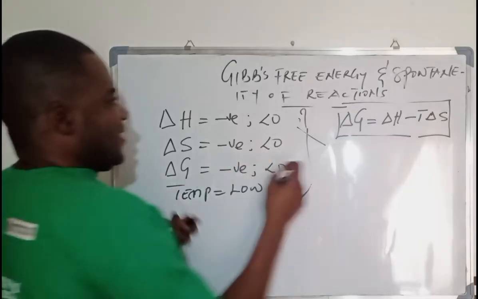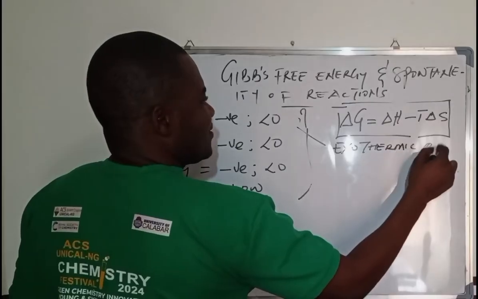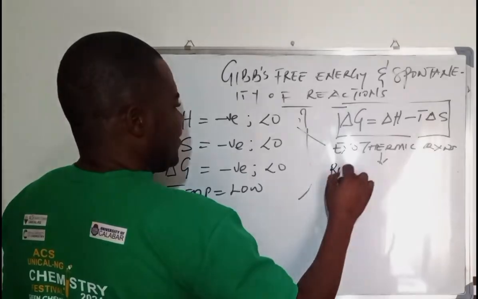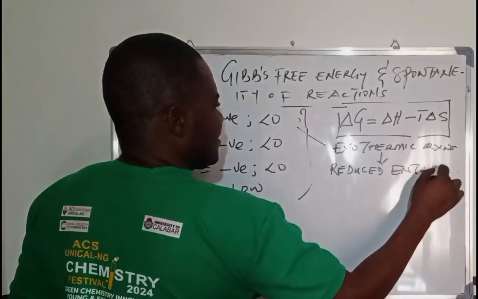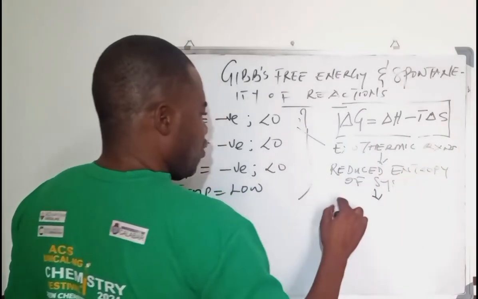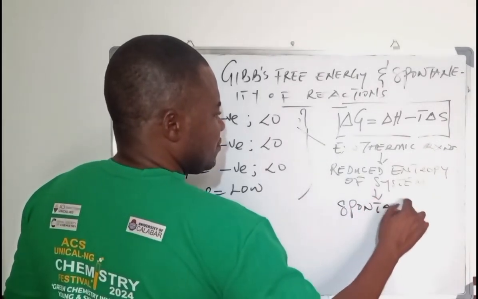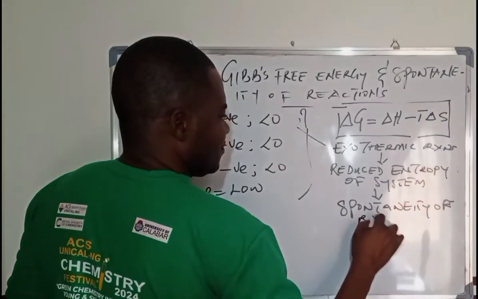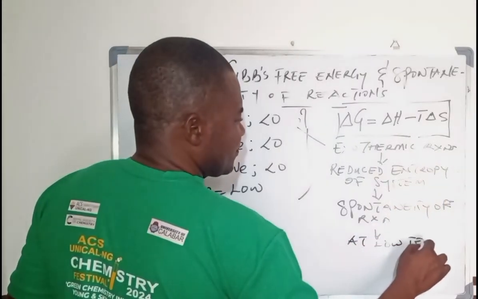So with this, we can say exothermic reactions leading to reduced entropy of the system will always lead to spontaneity of the reaction only at low temperatures.